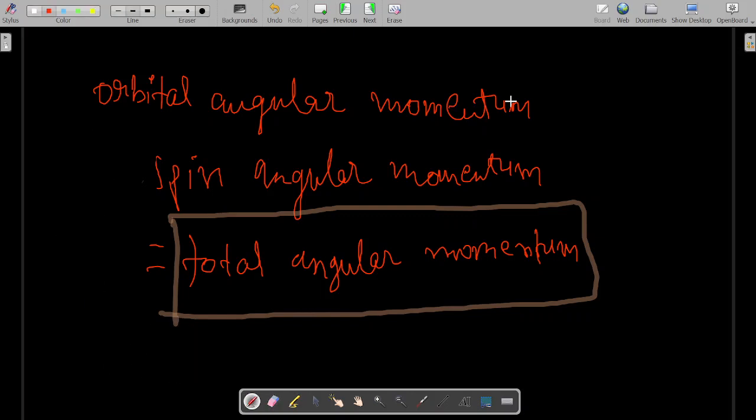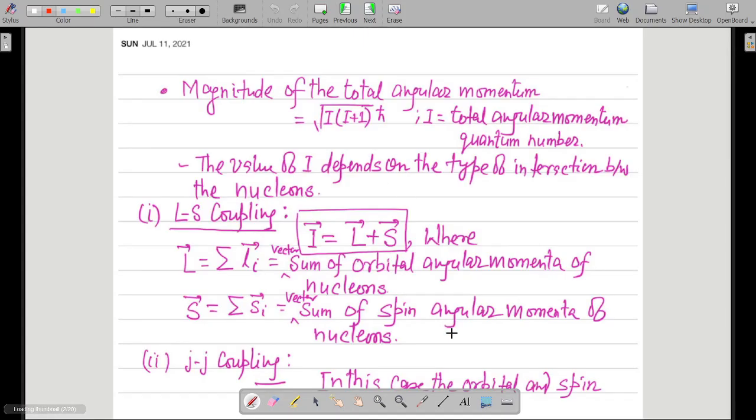Let me write properly over here: orbital angular momentum in combination with spin angular momentum gives total angular momentum. That's what I mean. So the magnitude of total angular momentum is equal to the square root of I into I plus 1, times h cut. I is the total angular momentum quantum number. The value of I depends on the type of interaction between the nucleons.